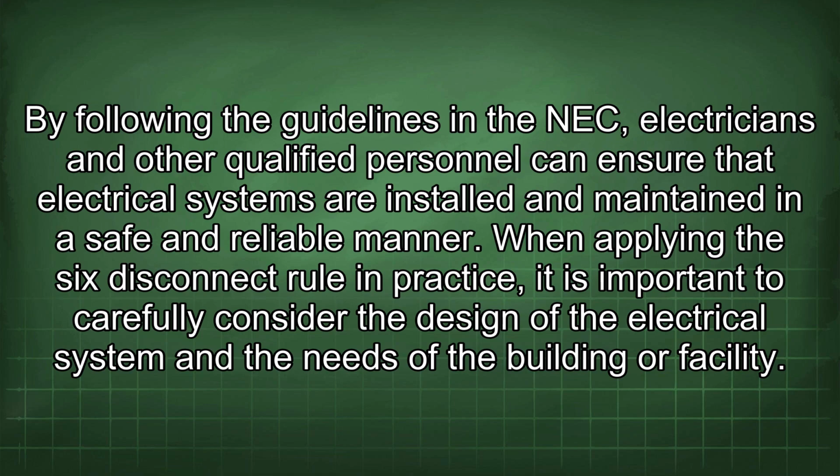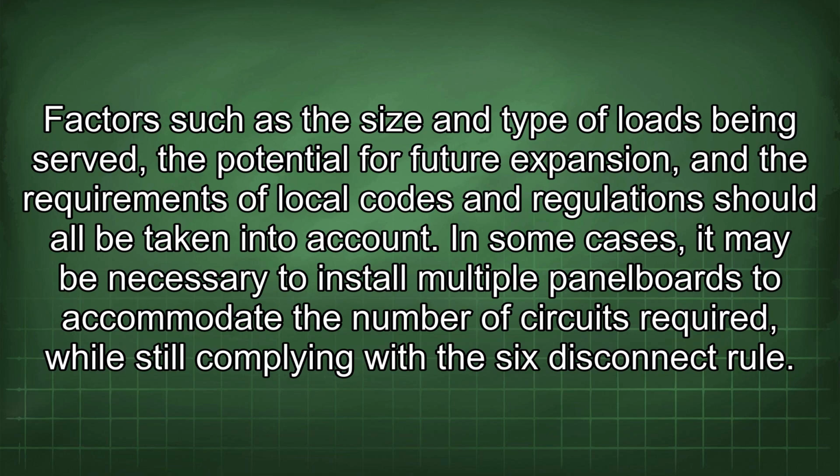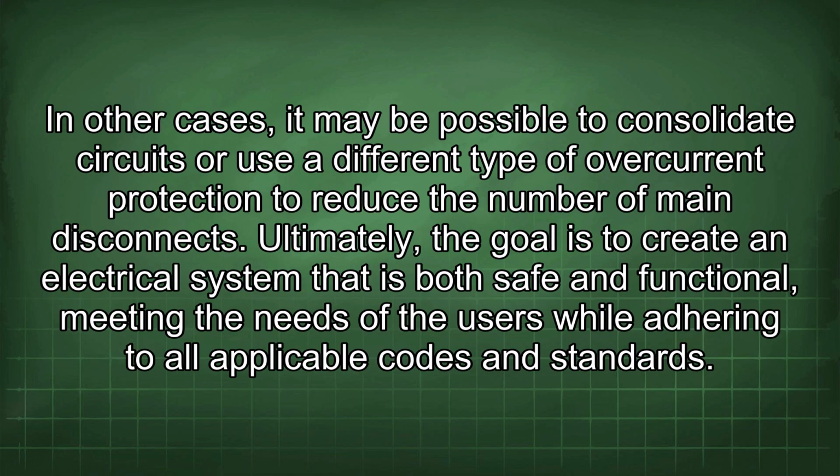When applying the 6 disconnect rule in practice, it is important to carefully consider the design of the electrical system and the needs of the building or facility. Factors such as the size and type of loads being served, the potential for future expansion, and the requirements of local codes and regulations should all be taken into account. In some cases, it may be necessary to install multiple panel boards to accommodate the number of circuits required while still complying with the 6 disconnect rule. In other cases, it may be possible to consolidate circuits or use a different type of overcurrent protection to reduce the number of main disconnects.